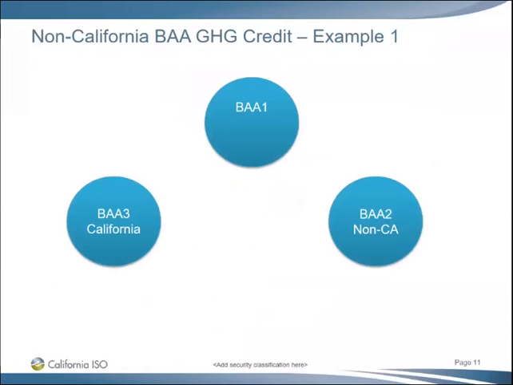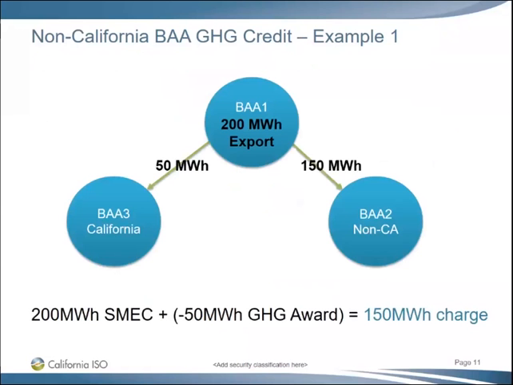So let's look at a couple of examples to give you a better idea of how this works here. Assume we have BAA1 and assume that that is a non-California balancing authority area, and that's transferring 200 megawatts of energy to other BAAs with a GHG award of 50 megawatts. So we know that 50 megawatts of that transfer went to California load at SMEC. The 150 megawatts of energy transferred to the non-EIM BAA would be at the SMEC plus GHG, which is negative. So if we look at that, we'd have the 200 megawatts of SMEC, and then we'd have the 50 megawatts of GHG award, and that would result in a 150 megawatt hour charge to BAA1.